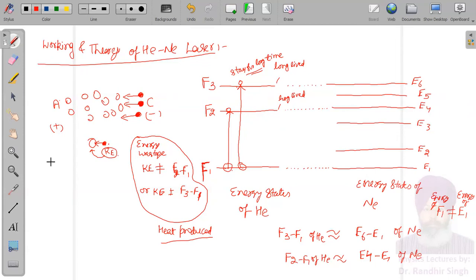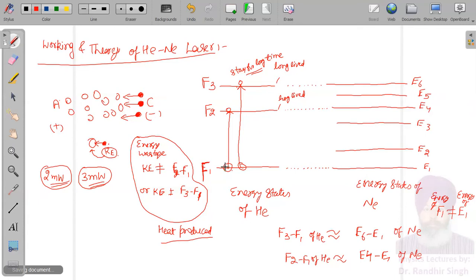We have air cooled helium neon lasers, and these are of 2 milliwatt. In the physics lab of our college, we have a helium neon laser of 3 milliwatt power. So we have these two types of lasers. One gives output of 2 milliwatt, the other gives output of 3 milliwatt.